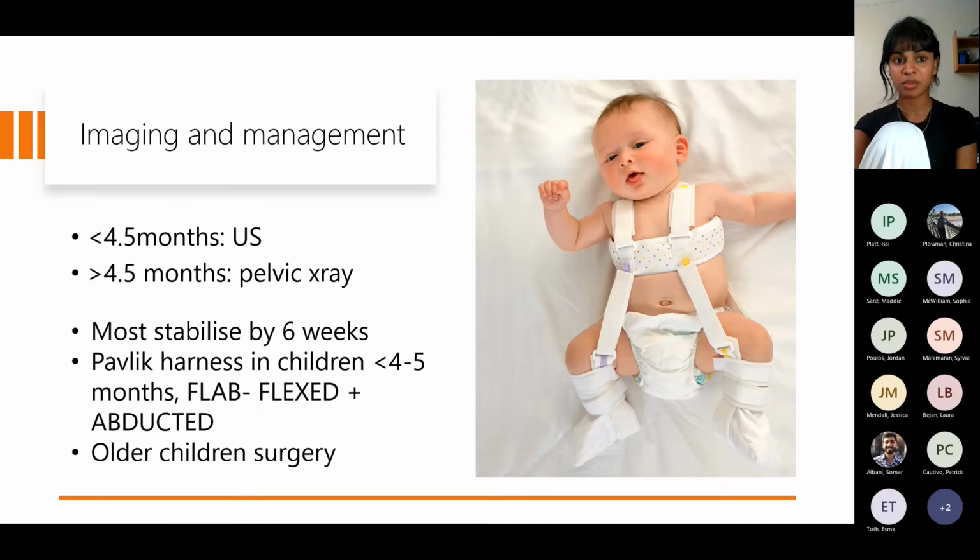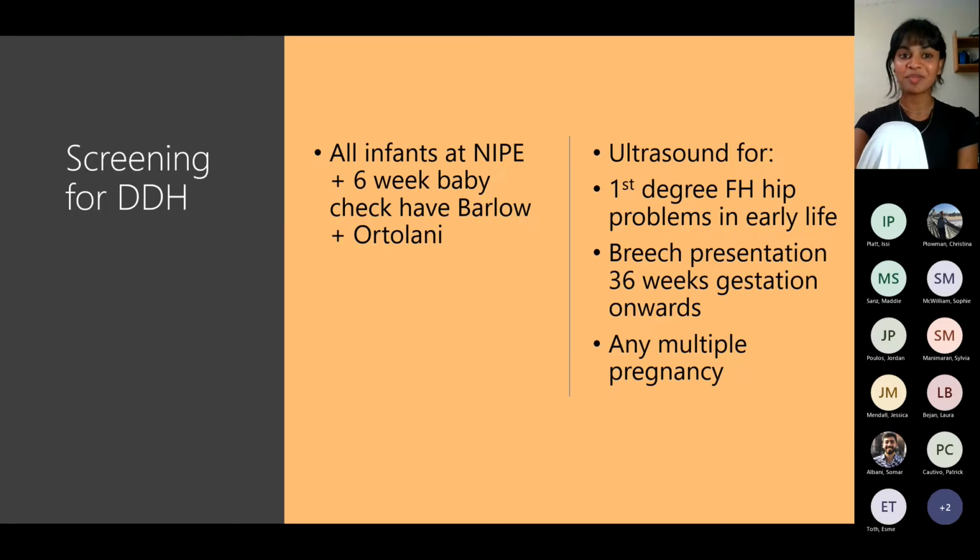Okay, for some reason it's not coming up on the slide, which is really annoying, but it is actually on my PowerPoint. So basically, everyone gets the Barlow and Ortolani test at the NIPE within 72 hours, and then again at 6 weeks, probably at their GP.